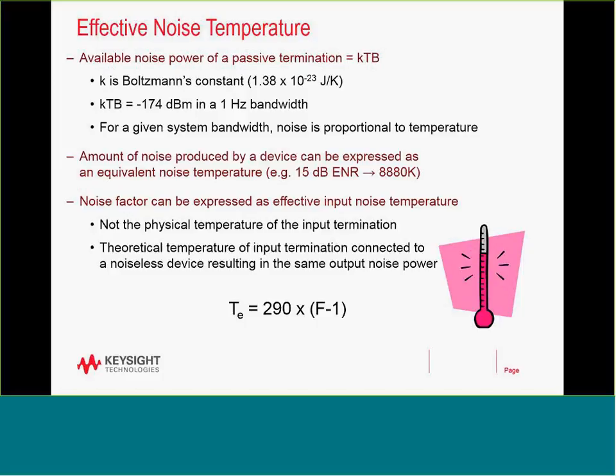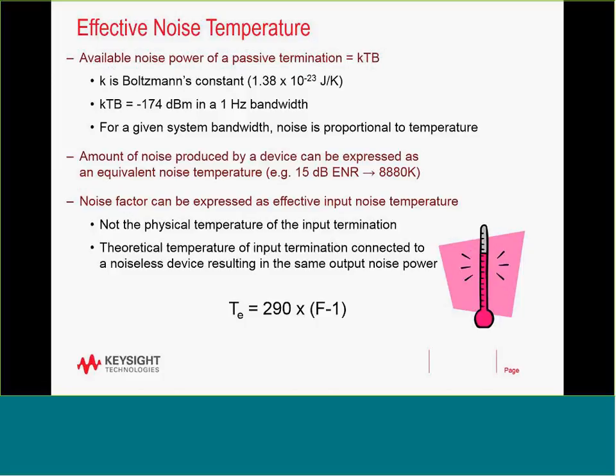So KTB is Boltzmann's constant, temperature, and bandwidth. When we say KTB, we usually mean -174 dBm in a 1 hertz bandwidth. So that is the total power coming out of that termination at room temperature in a 1 hertz bandwidth. Room temperature in our case is usually reported as 290 degrees Kelvin, about 17 degrees Celsius, which is a bit cooler than actual room temperature, but that's where we express KTB.